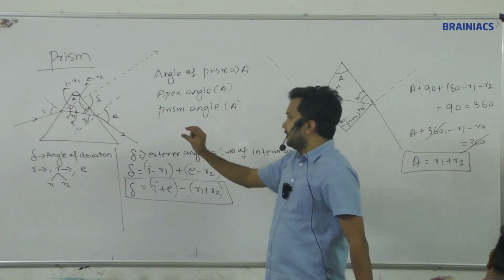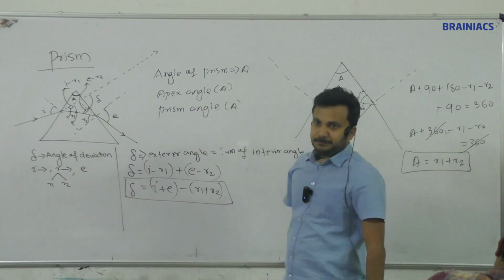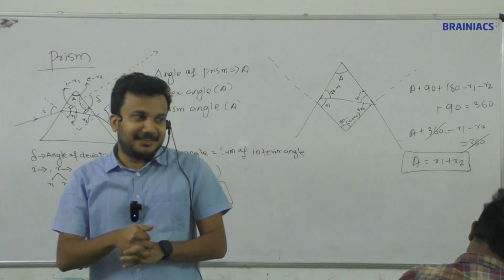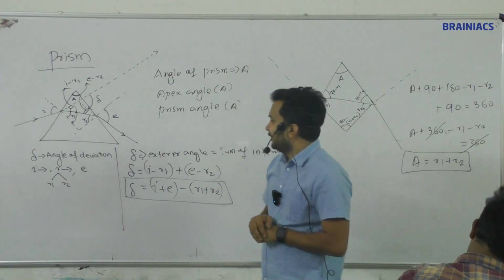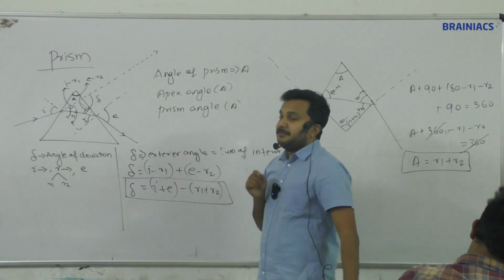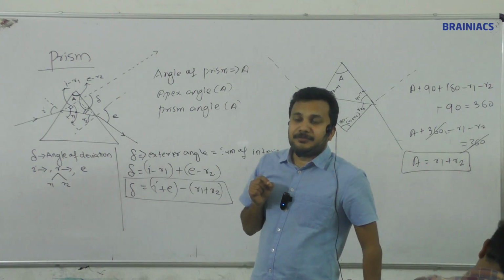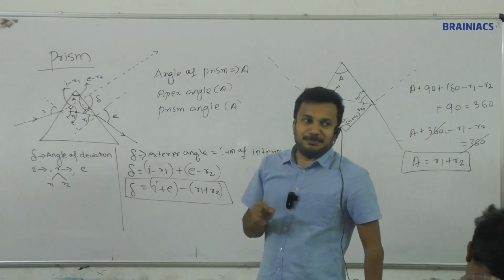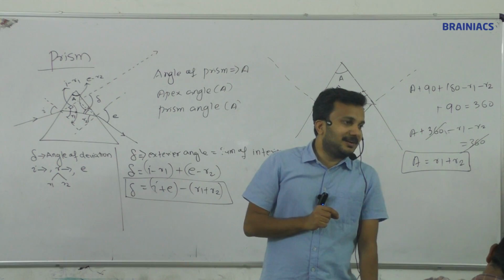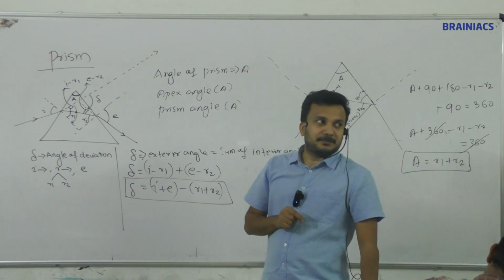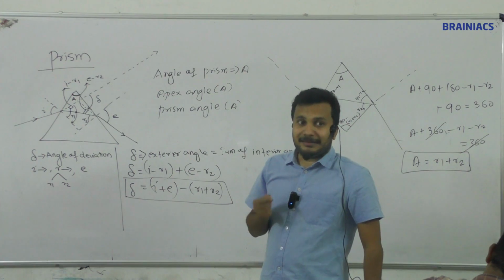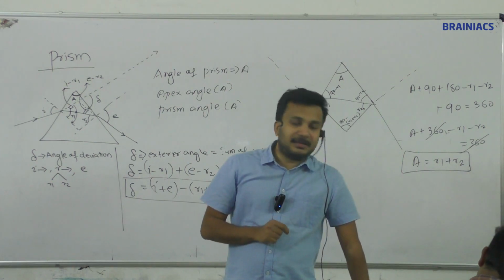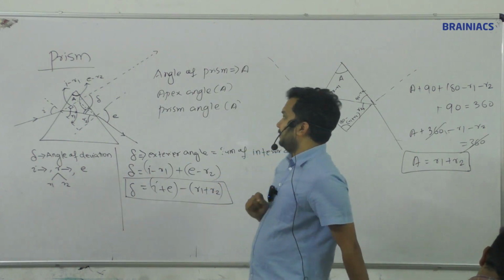Okay, that's all. Then write a small subheading: deviation. Deviation is denoted by delta. Deviation is the angular difference between the deviated ray and the incident ray.